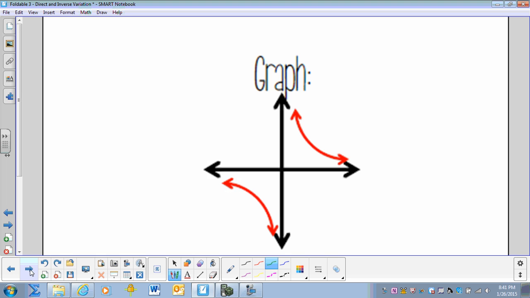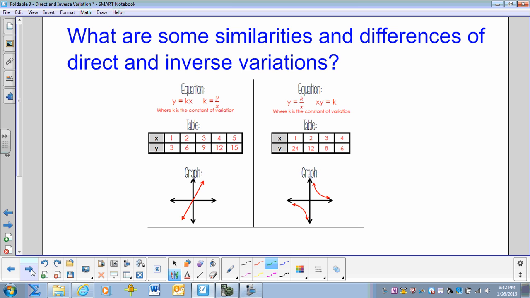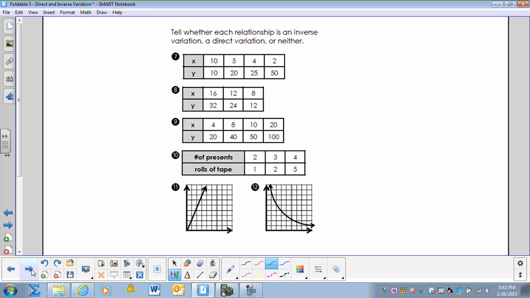This is a graph of an inverse variation. What are some similarities and differences of direct and inverse variations? Tell whether each relationship is an inverse variation, a direct variation, or neither.